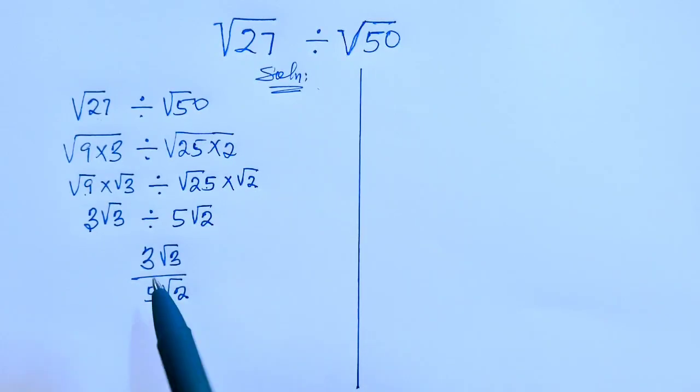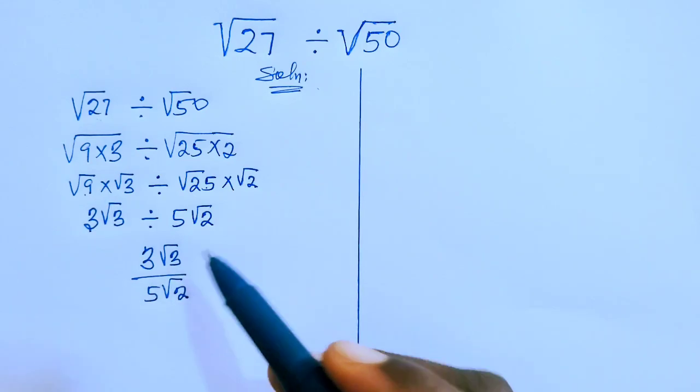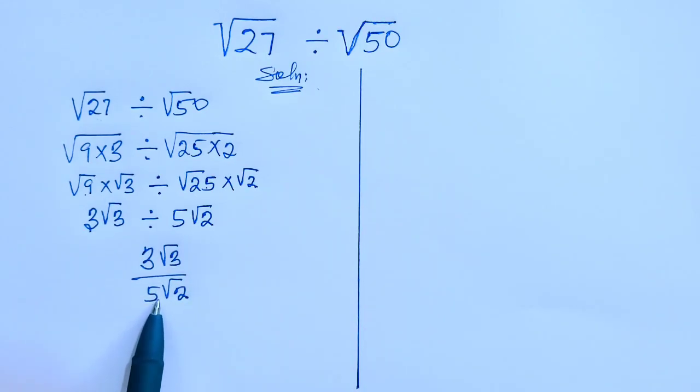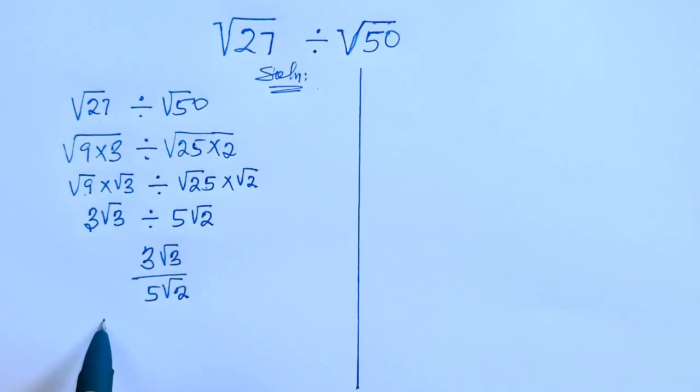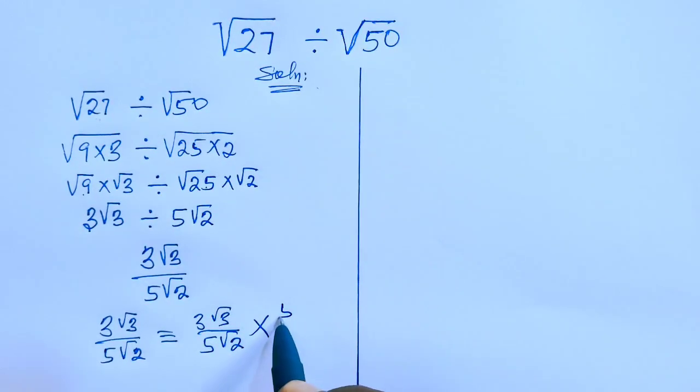What do I mean in essence? We are going to multiply this expression up and down by this value here, 5 root 2, and this implies that 3 root 3 divided by 5 root 2 is equivalent to 3 root 3 divided by 5 root 2 multiplied by 5 root 2 divided by 5 root 2.